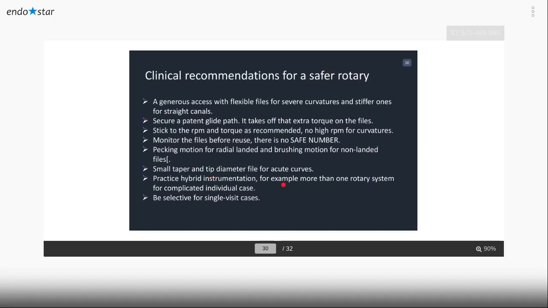It doesn't mean that I say E3 Azura is the best. Yes, it's the best for me now because I keep training how to use it standalone, because I don't like to use manual files. But try to use E3 Azura, combine larger taper with a smaller taper, starting from ISO 35. See what is suitable for your maneuver, for your technique. Okay, so when you face a complicated case, you know which file to start with. And also, if the case can be done in a single visit, try to finish. It will give you a higher success rate.